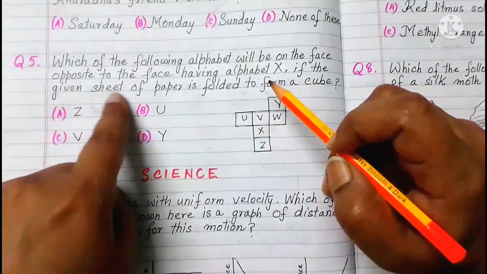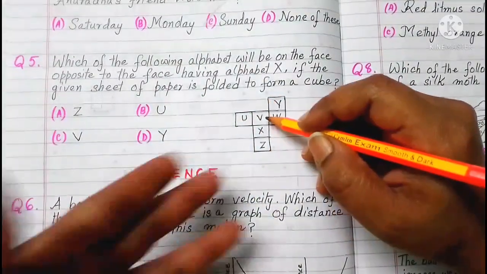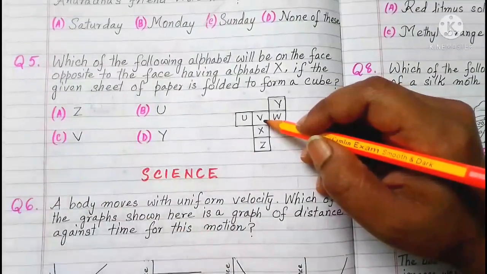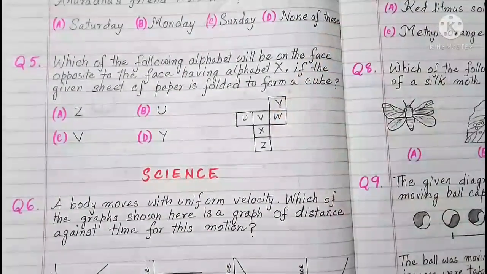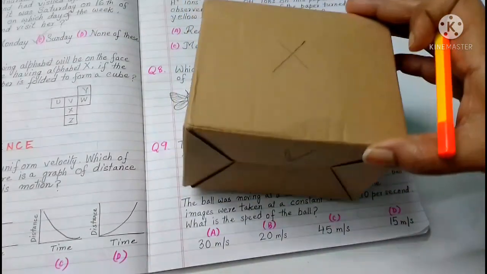If the given sheet of paper is folded to form a cube. Okay, let's consider this as a 3D cube with the next figure. Let's see with the example. So I have taken this box to make you understand.